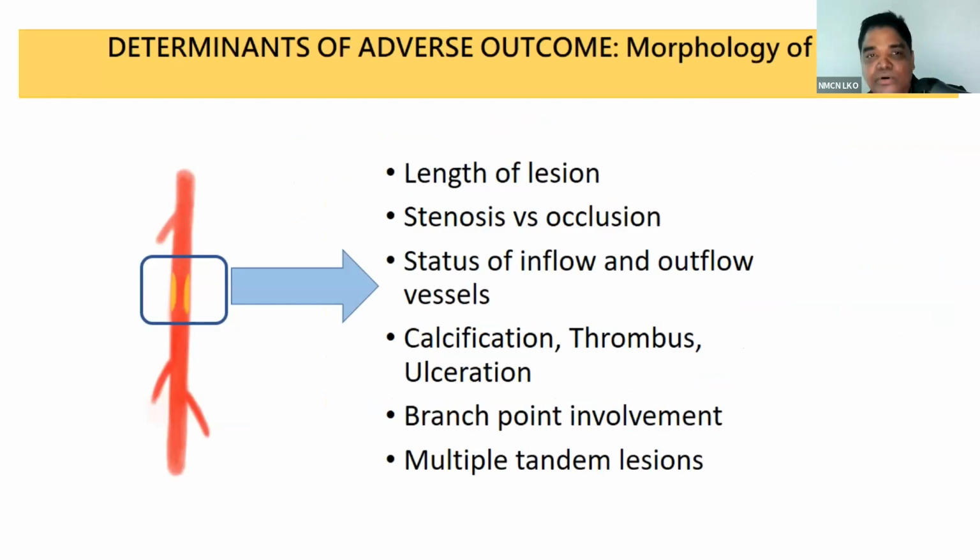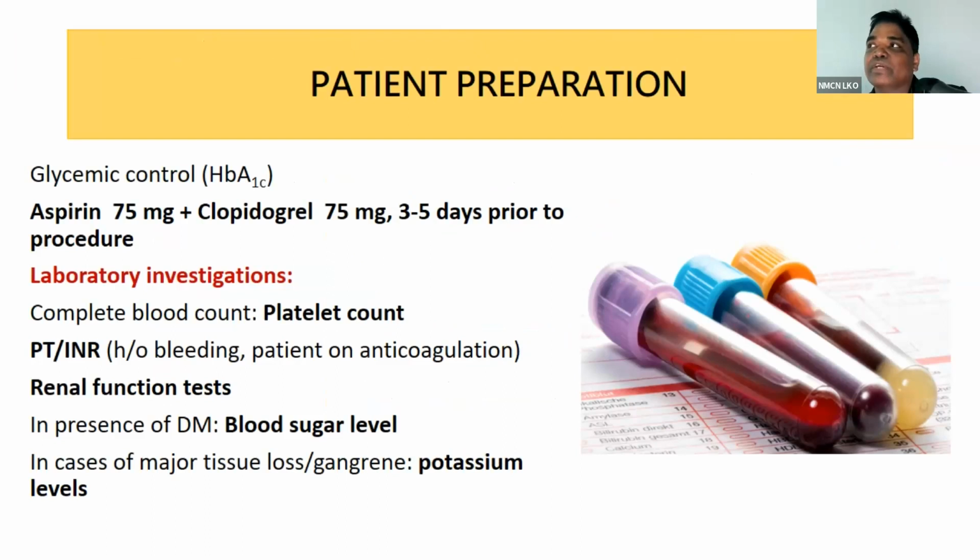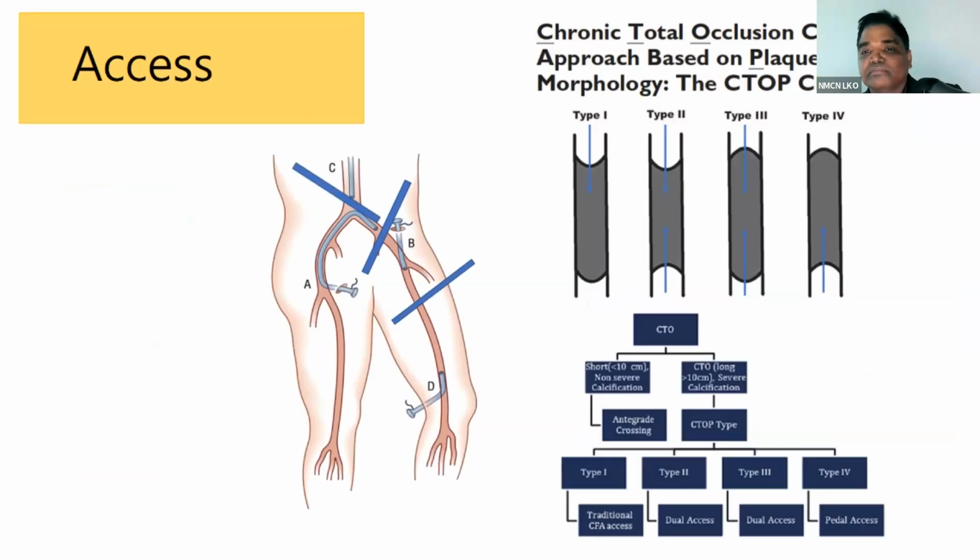So before we take any patient for intervention, we do some basic blood tests. We check his glycemic control, and start the patient on aspirin and clopidogrel at least 75 milligrams. It should be started 3 to 5 days prior. And we do the essential bleeding tests: platelet count, PT and INR, renal function test, blood sugar level should be assessed, and potassium in cases where there is massive tissue loss or gangrene.